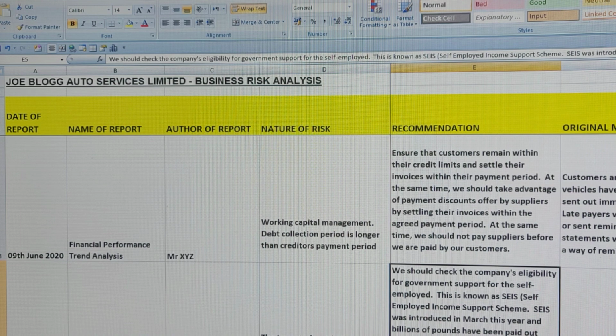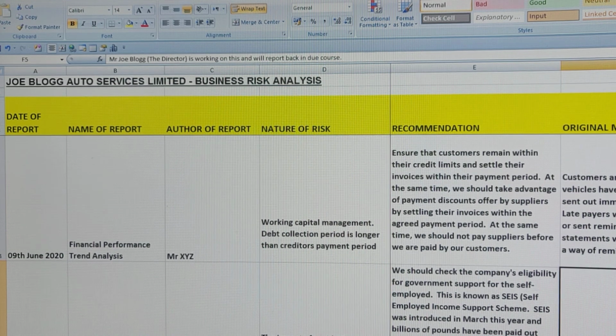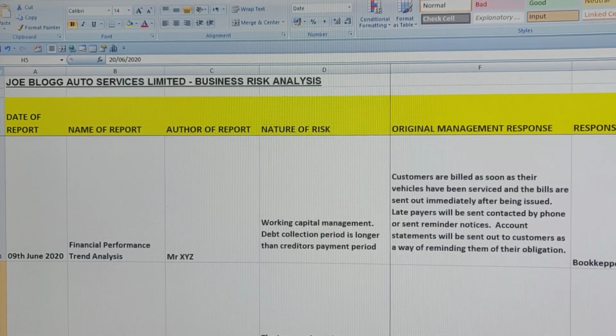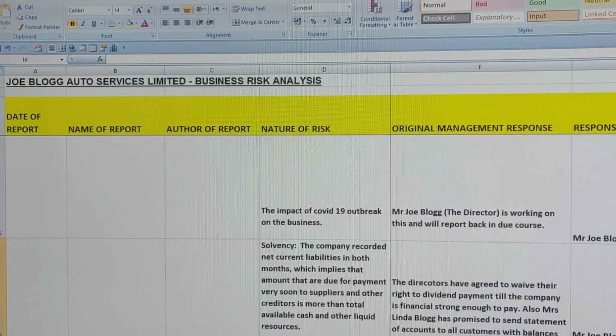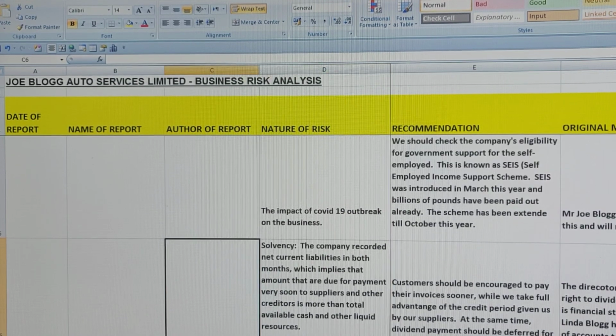Now, what has the management got to say about it? Mr. Joe Block, the director himself, says he is working on the matter and will report back in due course. Who is responsible? The director himself will take care of the matter. When will he actually do something? That will be on the 20th of June 2020. And come that date, please drop him an email or go to him to have a quiet meeting.